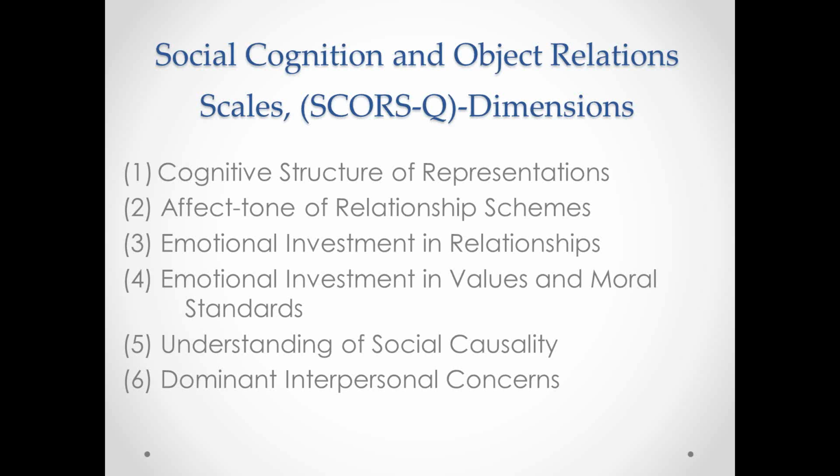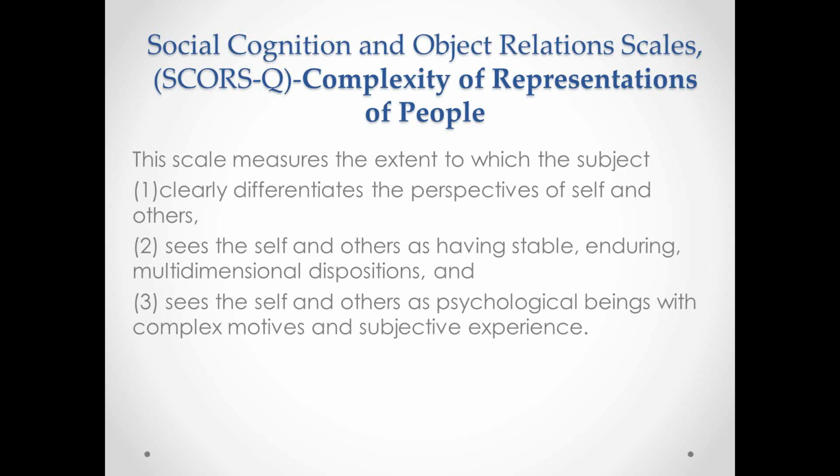The two scales, emotional investment in relationships and emotional investment in values and moral standards, in the original score system were actually one. And one of the revisions made when this went to a Q-sort system was that this was split into two separate scales, as well as the dominant interpersonal concerns domain being added. So, complexity of representations of people, the cognitive structures of representations, same thing.